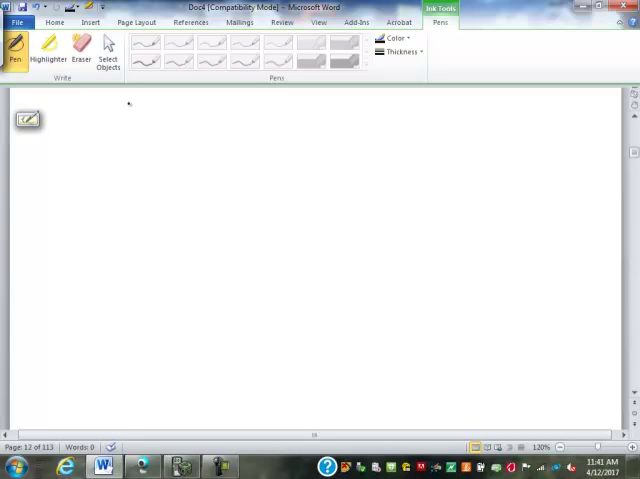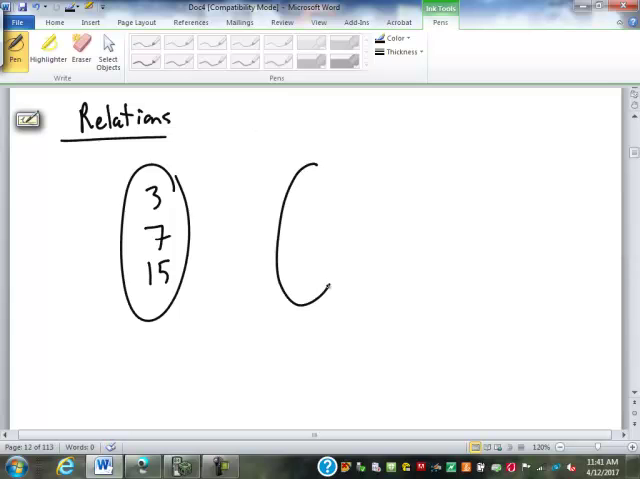And what we're looking at is relationships between numbers. In mathematics, we have what's called mathematical relations. A relation is just 2 sets of numbers that have a link between them. For example, we might have 3, 7, and 15 in one set of numbers. And in a second set of numbers, we might have 2, 12, and 35. And it might be that 3 in this relation becomes 12, 7 becomes 35, and 15 becomes 2.